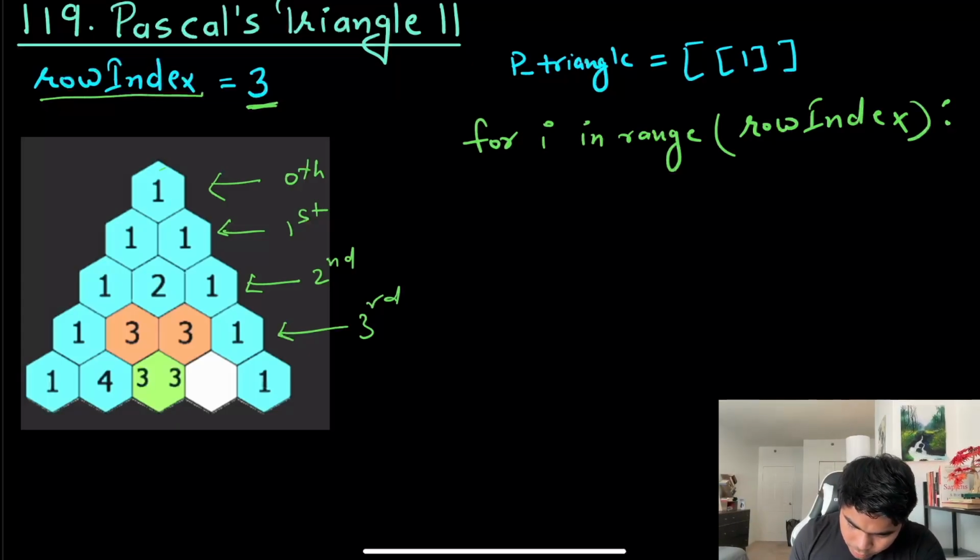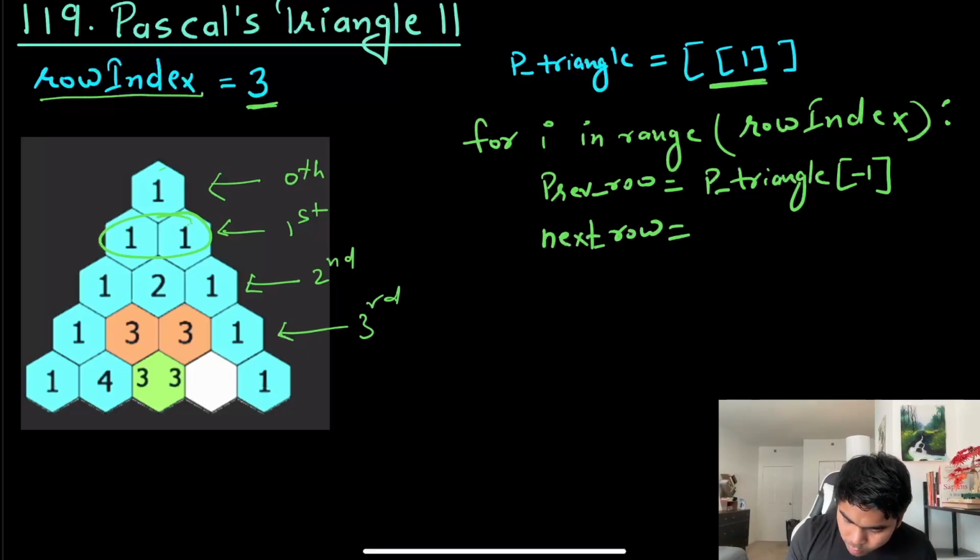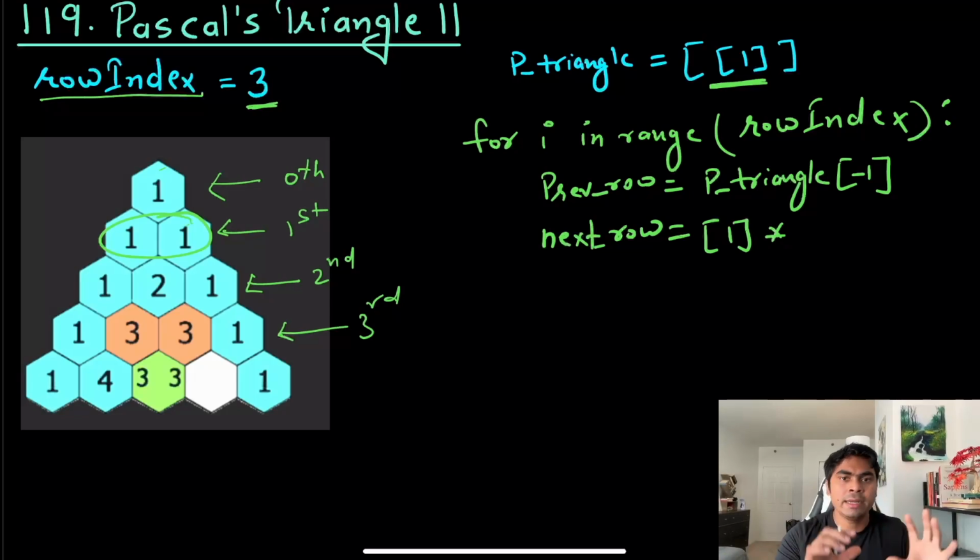Then here I want to get the previous row. Prev row would be basically what I get from the Pascal's triangle with the last index. For the first time when I'm trying to create this row, I will get one row from the back, and then this new row that I'm going to create, I'll call it next row. I will take the previous row, increment its length by 1, and place 1 in all the places right now, so that my first and last values are 1. Then I will modify the values in between.